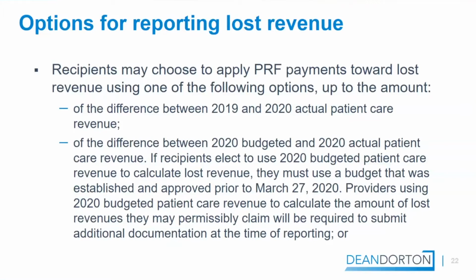The second is the difference between your 2020 net patient service revenue compared to your 2020 budgeted net patient service revenue. If there's a negative difference between those two, you can report that as lost revenue. There's a note: your budget needed to be established and approved prior to March 27th, 2020, and you are required to submit additional documentation at the time of reporting. And your CEO or CFO will have to certify that the budget was approved prior to that date.